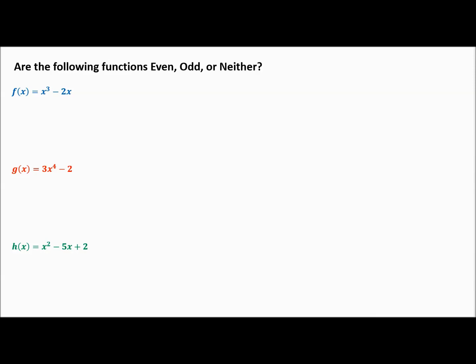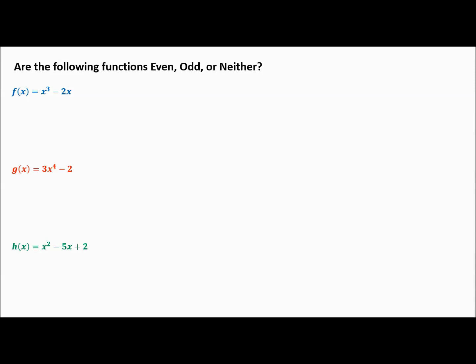So, practice problems. Are the following functions even, odd, or neither? Now, one option is you could graph these and determine if they are symmetric about the y-axis, which means it would be even, or symmetric about the origin, which means it would be odd. But that's way more work than you're required to do. The best thing to do is do the algebra.